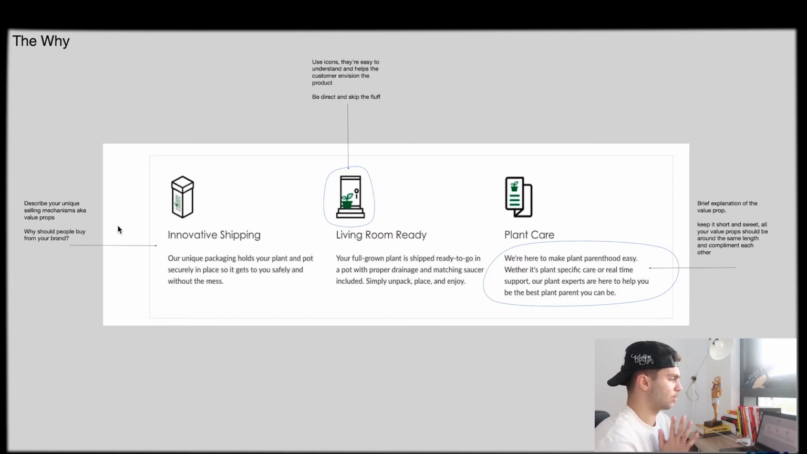If you see, for us, obviously we have these 3: innovative shipping, living room ready, and the plant care and the plant guidance. And if you take a look under it, they're all pretty much the same length, which is going to take me all the way to the right side of the screen: a brief explanation of the value prop. Keep it short, keep it sweet. All your value props should be around the same length and complement each other. So if you take a look from us, innovative shipping to living room ready. What that means is we've created an innovative type of shipping that will allow you to just pull the plant right out of the box and put it right into your living room.